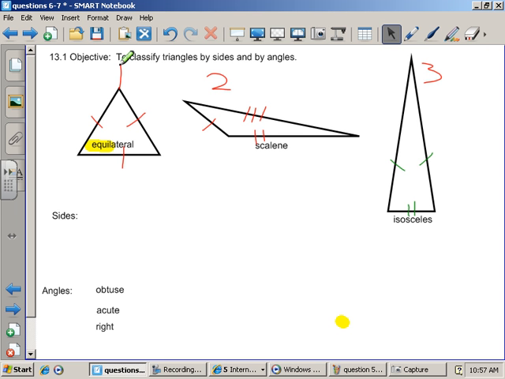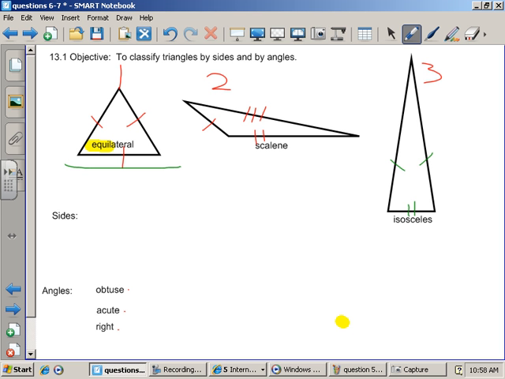Now we need to look on the inside of the triangle. And there are three ways to classify them again. Either obtuse, acute, or right. And that talks about the inside angles. In a triangle, an obtuse triangle means that there is one angle bigger than 90 degrees. Only one. So let's look at the equilateral triangle over here. Is there any angle inside that equilateral triangle that is bigger than 90 degrees? No, not a single one, so it's definitely not obtuse.